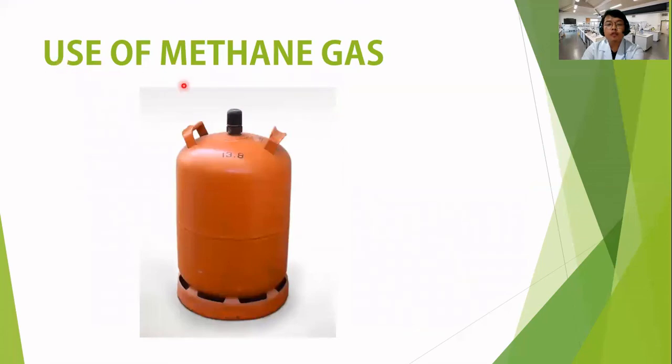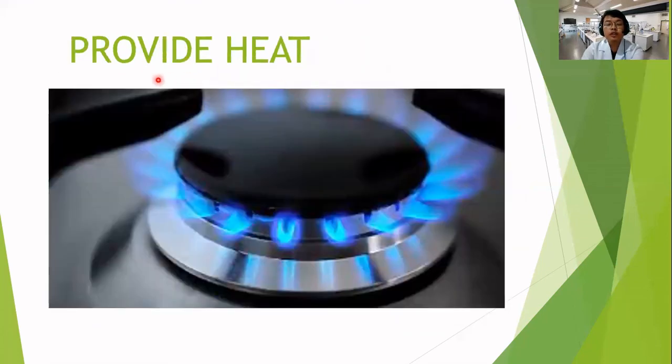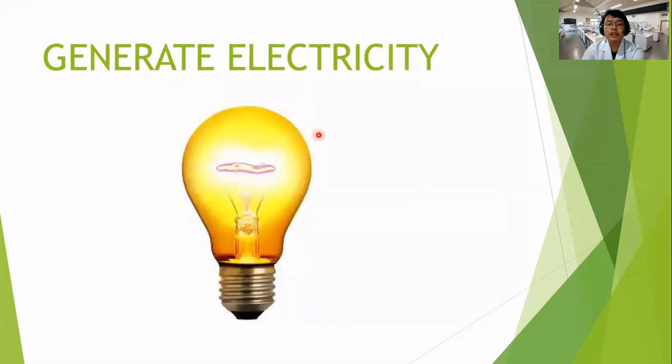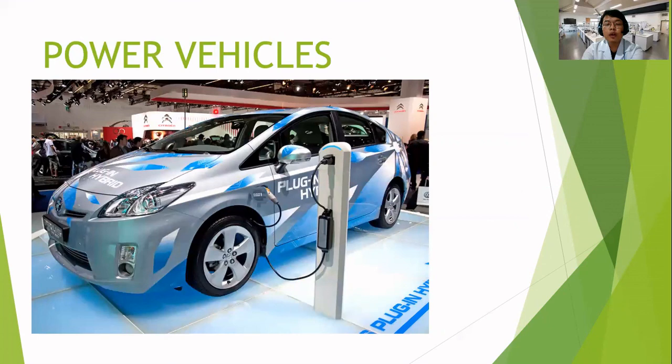The uses of methane gas. First, it provides us heat for cooking and other such things. Secondly, it can generate electricity. Third, we have power vehicles, which we've seen in many developed countries such as the US, Canada, and the UK, in which the methane is the main source of fuel.